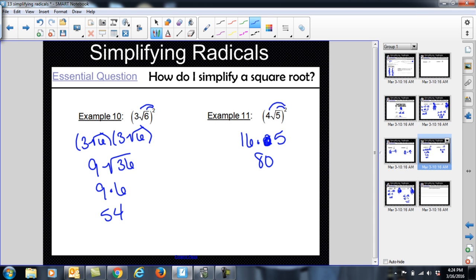So that is simplifying radicals. You're going to practice this when you come to class tomorrow, and I'll see you then.